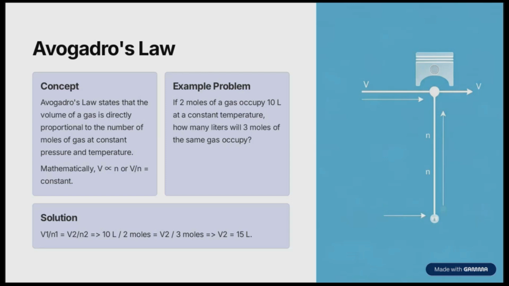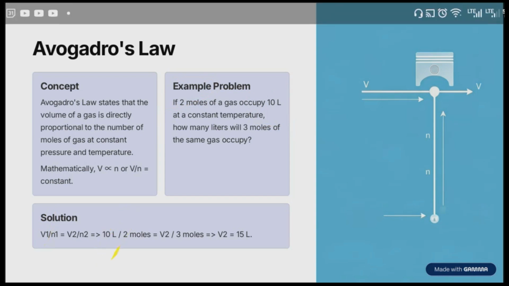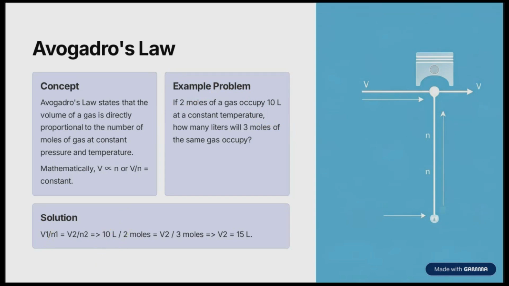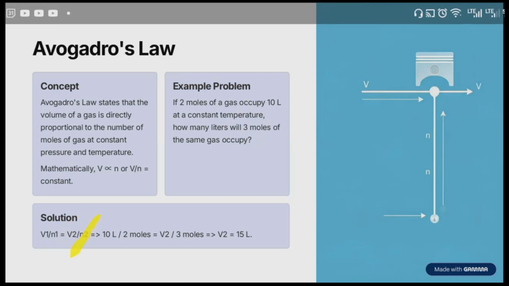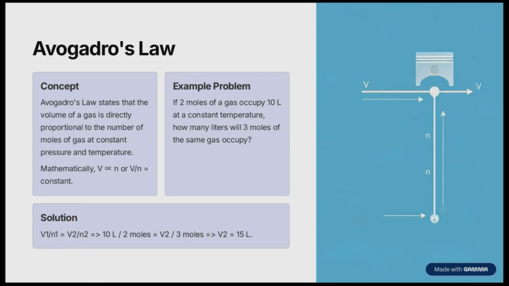So from our question, we have our N1, 2 moles. Our V1, 10. So we've gotten our V1 and our N1. So that's what we have as V1, N1. So 10 over 2 equals our V2 over N2. We're looking for the volume because they asked us to look for the volume. So we don't know our V2, but we have our N2.